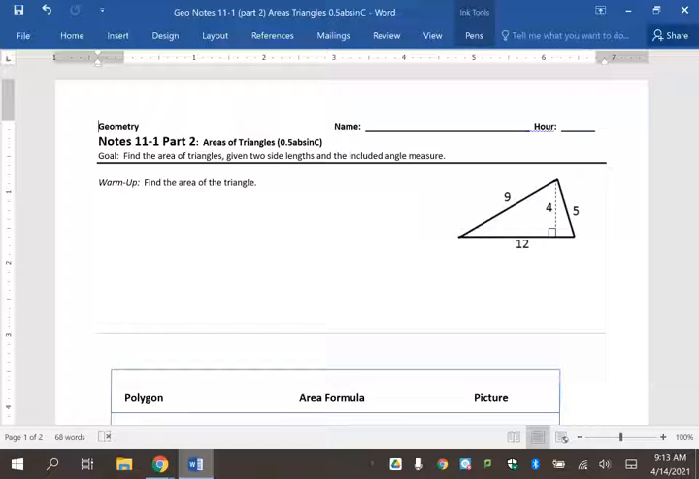This is on areas of triangles, a different formula to use using trigonometry. So first of all, let's go ahead and do the warm-up. After you are done with the warm-up, go ahead and play this video again.